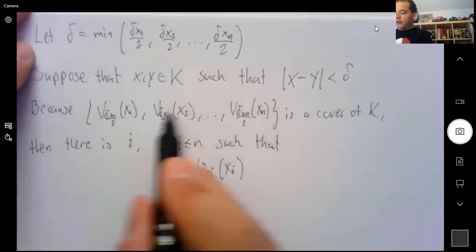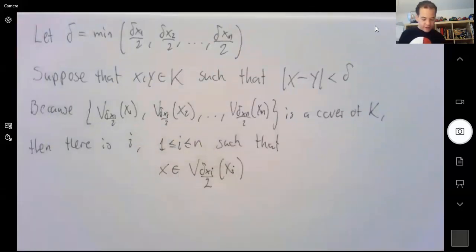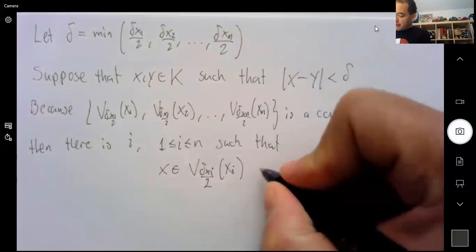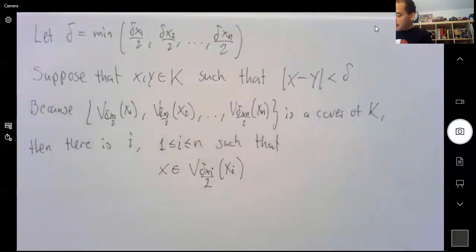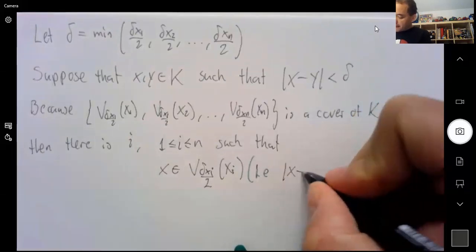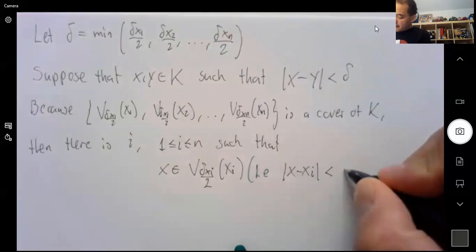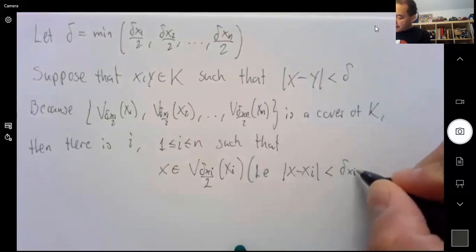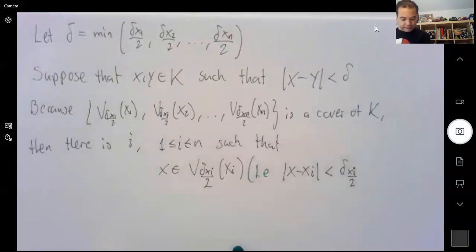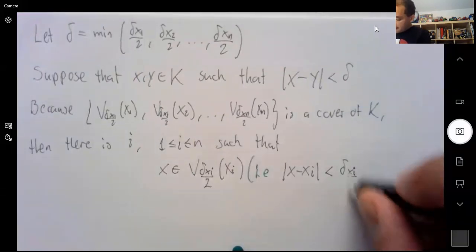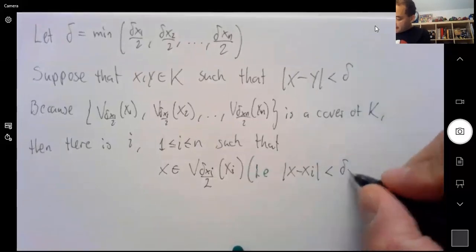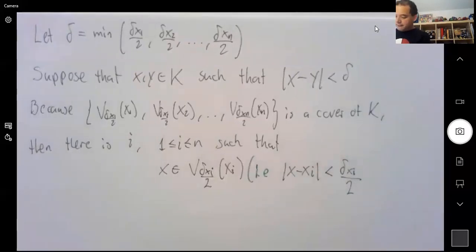So X must belong to one of these because this is a cover. That's what I'm saying, right? Nothing fancy here. But now, because it satisfies this property, this actually means the following. An equivalent way of stating this is that the distance from X to Xi is less than delta Xi over 2. So that's the meaning of that.